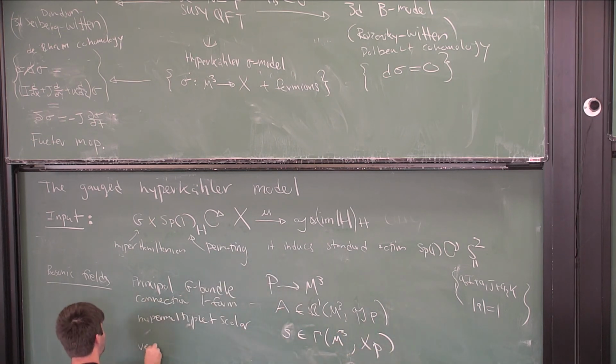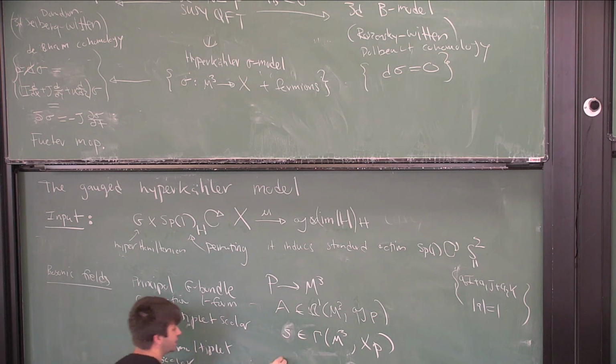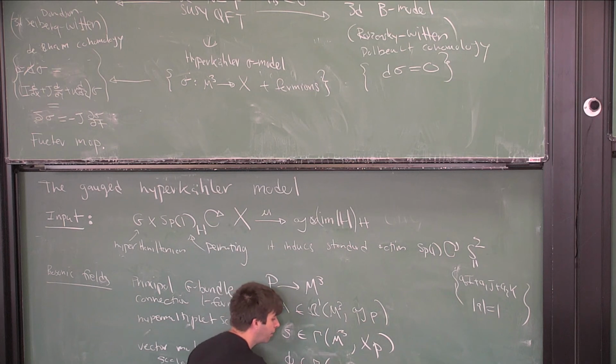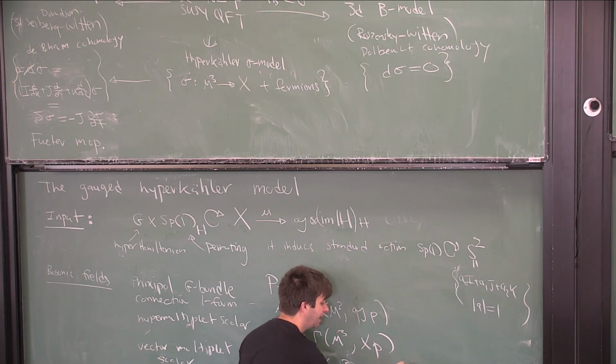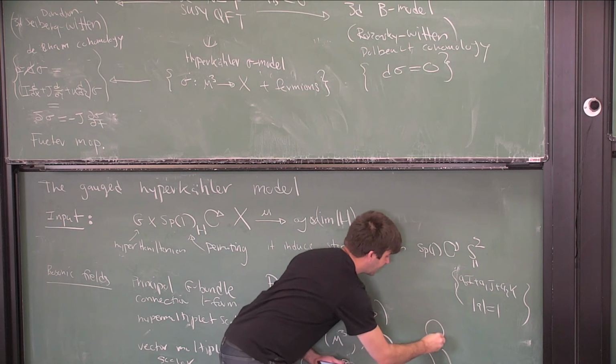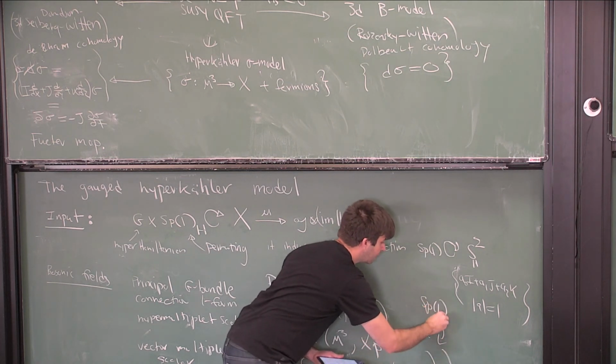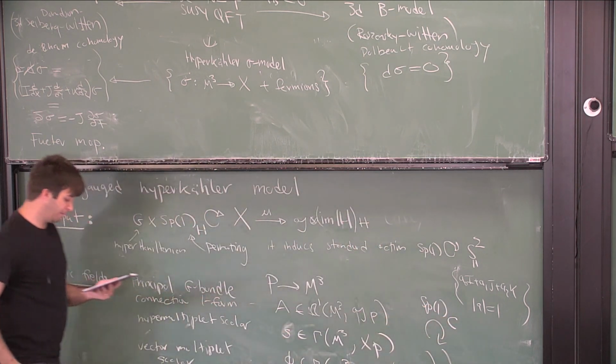And then there's a vector multiplet scalar, which is going to be valued in the trivial G bundle associated to G, not the adjoint bundle, sorry. And then I'm going to tensor this thing with a copy of the imaginary quaternions. And this is a totally different copy of the quaternions that I'm going to mark by C. This thing has an action of SP1C. So it's just another copy of SP1, but it's a different copy.